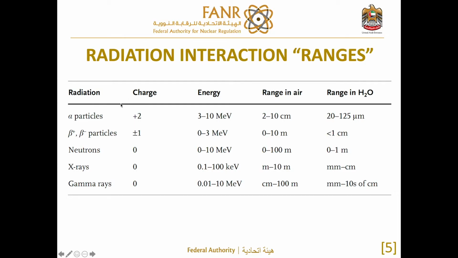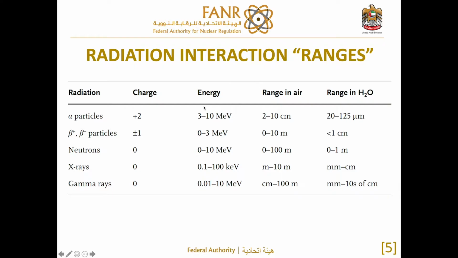So if you consider, for example, alpha particles, which is the first row, we know that alpha particles have a charge. They carry two electric charges, and the energies, you remember from the previous chapter, normally in a radioactive decay, an alpha particle will carry energies of the order of mega electron volt. Now, as indicated here, in most cases, alpha particles are emitted with energies of 3 to 10 mega electron volt.